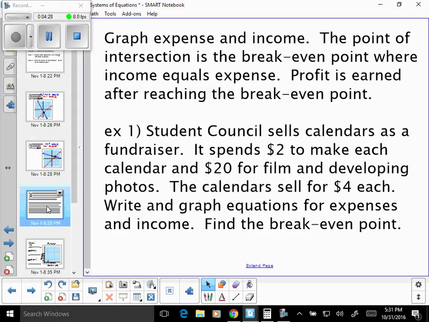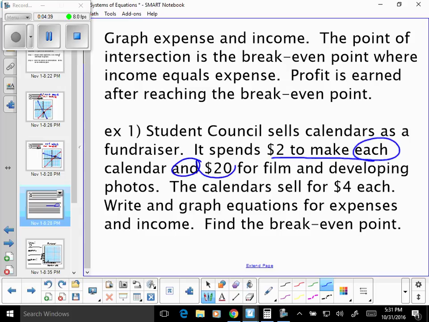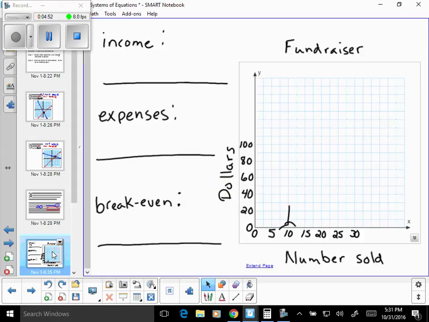Okay. You're going to sell the calendars, and you are going to spend $2 to make each, and another $20 for film and developing. You are going to sell them for $4 each. We're going to graph and find the break-even point.